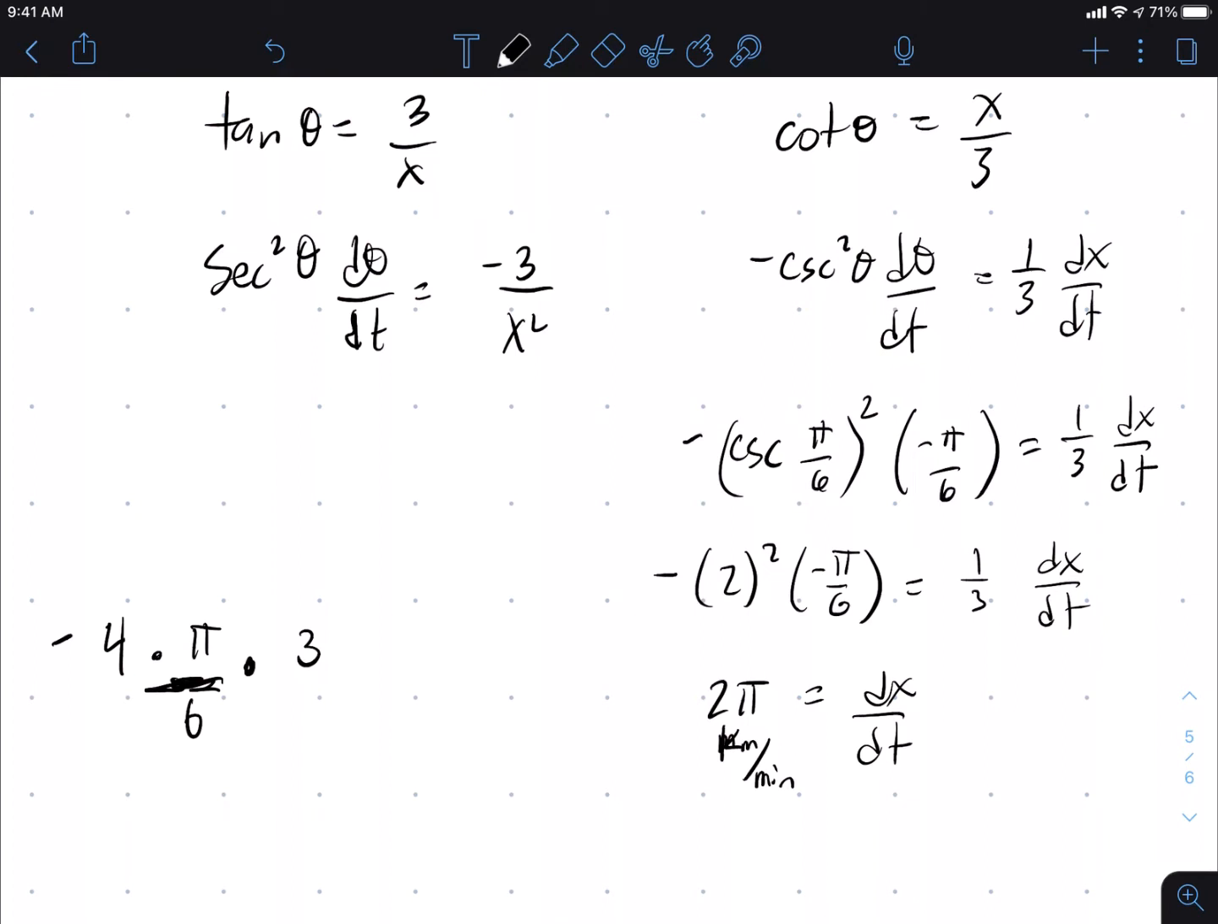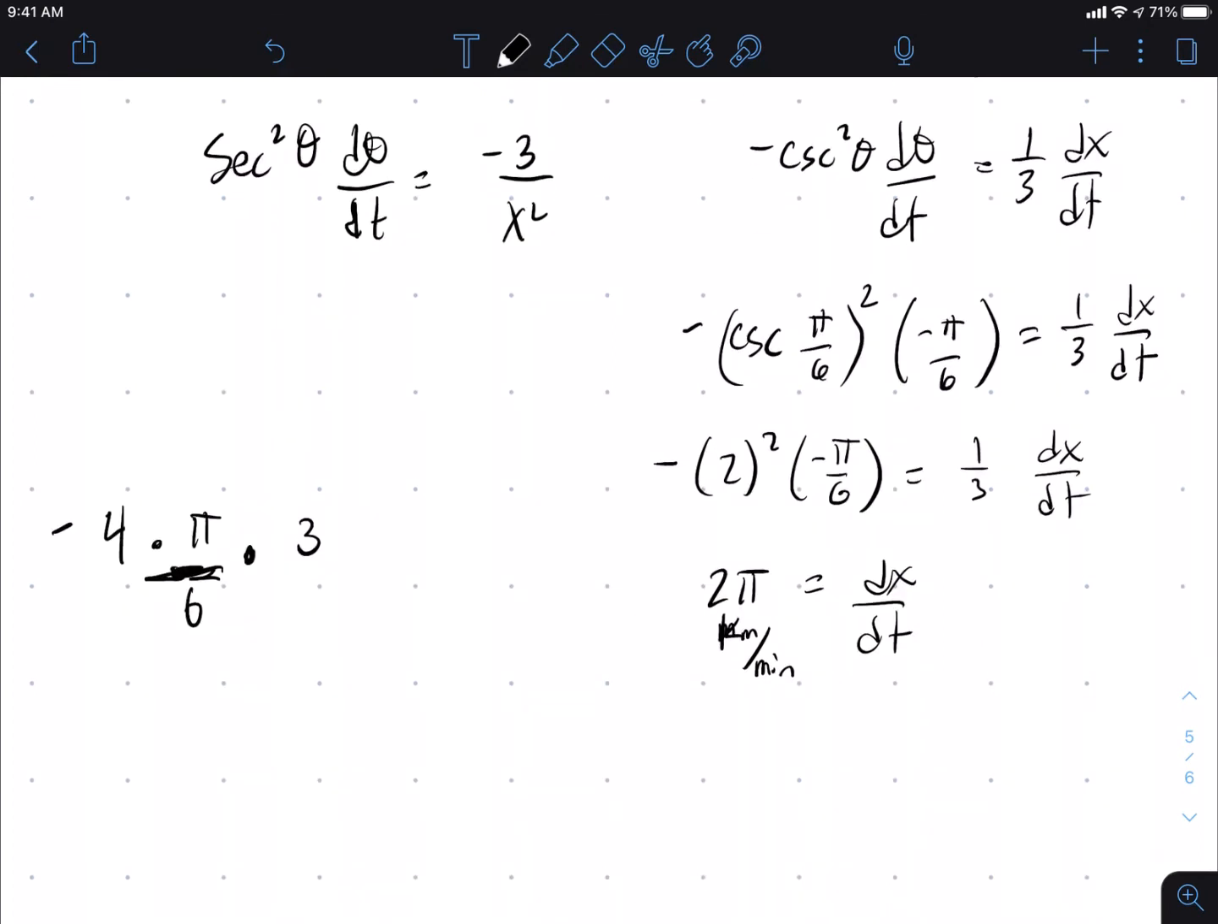I'm gonna multiply the top, and I'm gonna get, oh, this was negative also. So the negative and negative are gonna go away. What's 4 times 3? 12. So I have 12 pi over 6. Oh, okay. And so, because you multiply the other side by 3. Okay, that makes sense. Professor, can you do the side work for the secant is the reciprocal of sine?